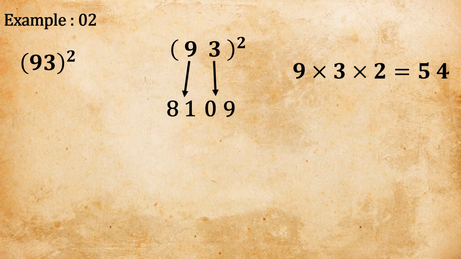This gives us 54. Now write this 54 below 8109, leaving a gap of one number at the end. Add them up and you will get 8649. This is our answer.